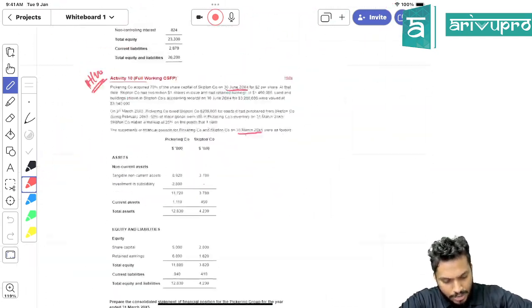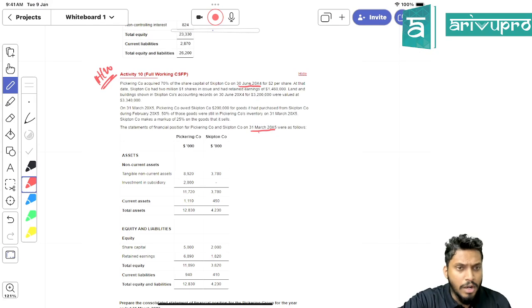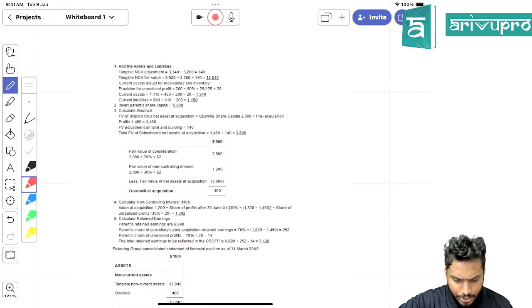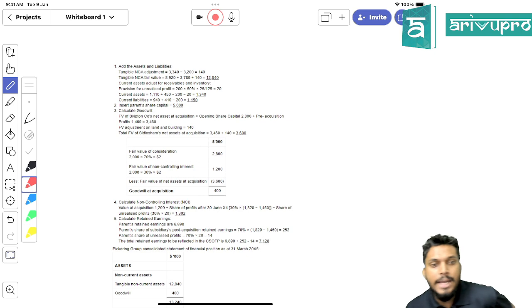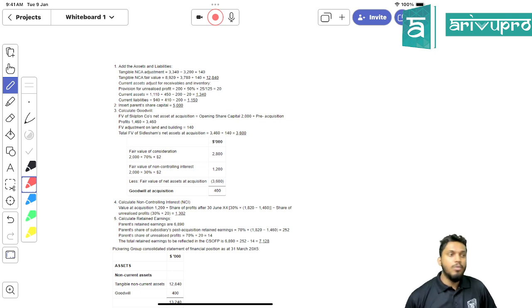Now you can work out activity 10 at home. That will be your homework. You can practice and see whether you are balancing. No worries, you can cross check your answers as well. Better use all those 5 workings so that you get a good grip of understanding what you are trying to do. Okay, so that's all about the consolidated statement of financial position.